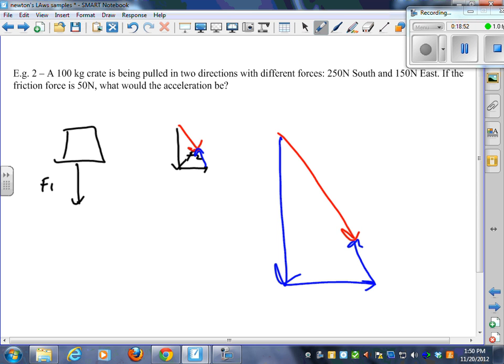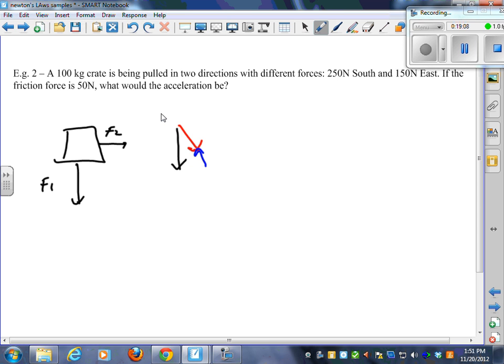How am I going to find this out? You're going to have to do it in steps. Now, can I just go 250 plus 150? Well, that's 400. Minus 50, that's 350. Can I do that? I could, but only if I want to do it wrong. Why can't I do that? Because for the 250 and the 150, I have to add the direction as well, just like we did way back when we add vectors. We have to add those vectors properly.